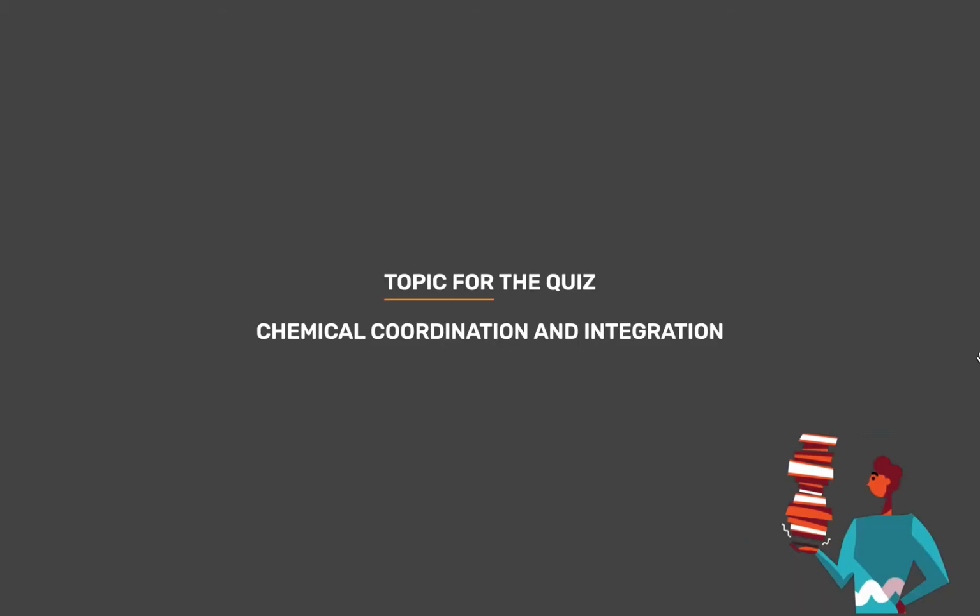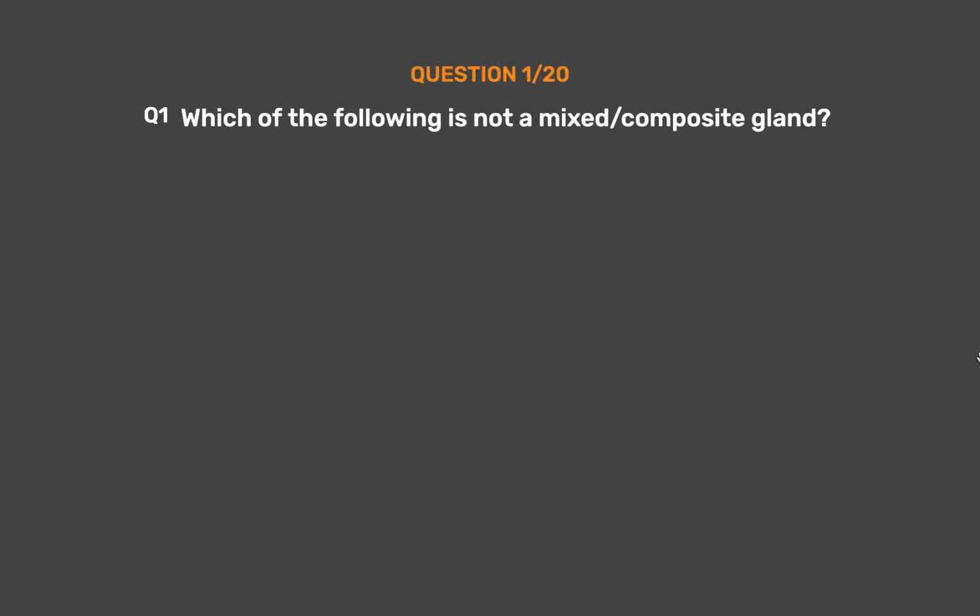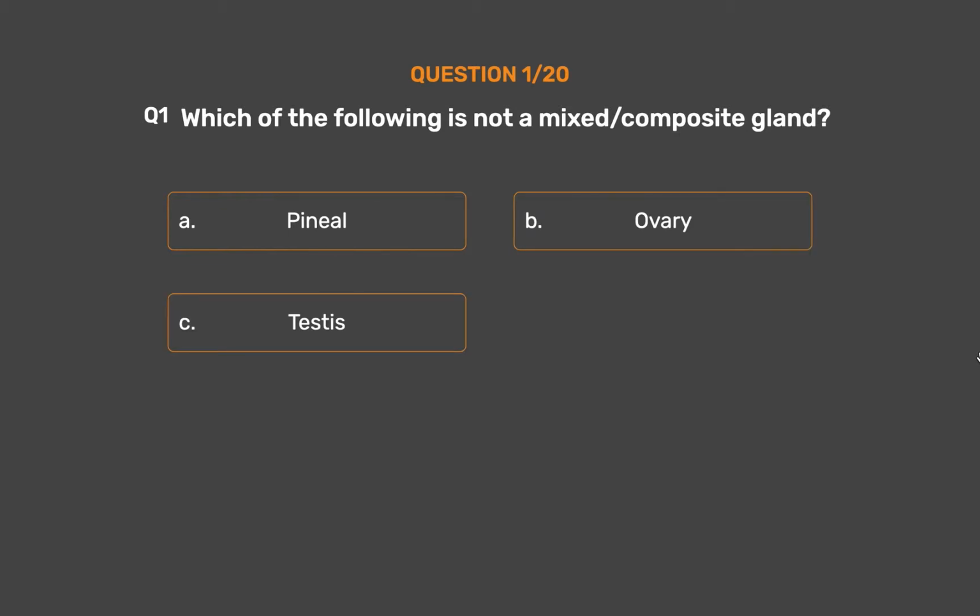Topic for today's quiz is chemical coordination and integration. Question number 1. Which of the following is not a mixed/composite gland? Option A. Pineal. Option B. Ovary. Option C. Testis. Option D. Pancreas.